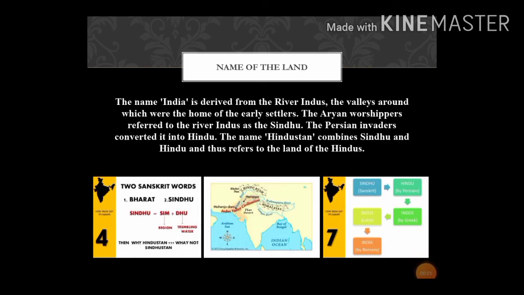How India got its name? The name of India is derived from the river Indus, which is also known as river Sindhu. When the Persians conquered the Indian subcontinent, the Sindhu became Hindu to mark it as the land of Hindus, which was later called Hindustan.